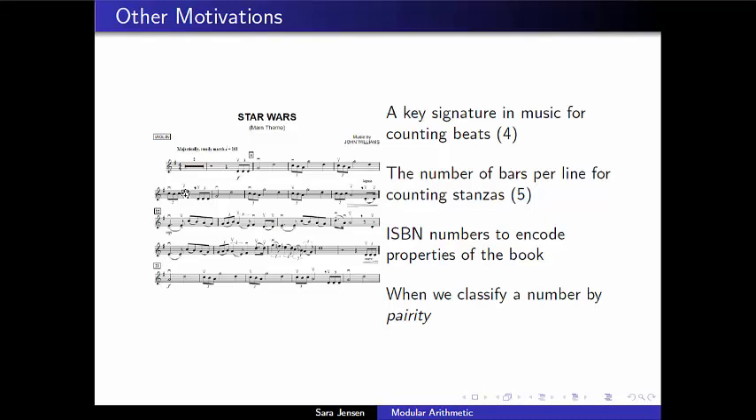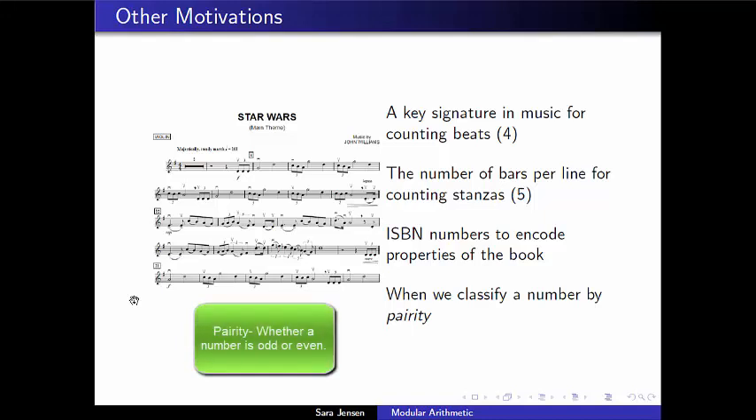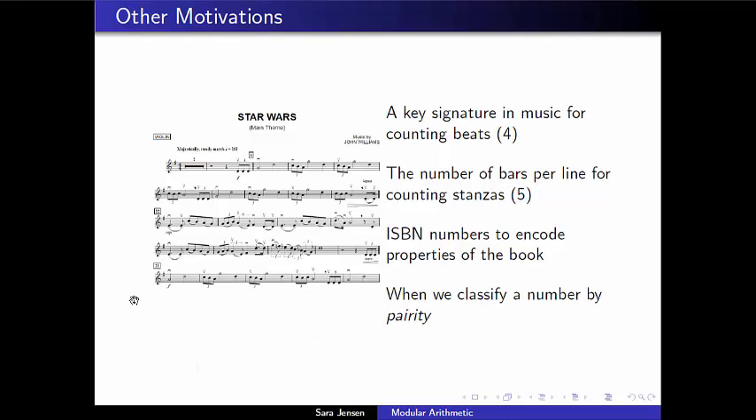And modular arithmetic is in fact so ingrained in our brains that we have been using modular arithmetic ever since we started talking about odd and even numbers. Or in other words, when we classify numbers by their parity, we're actually using something that's called modular arithmetic. So I'd like now to get into formally what it means to perform modular arithmetic.